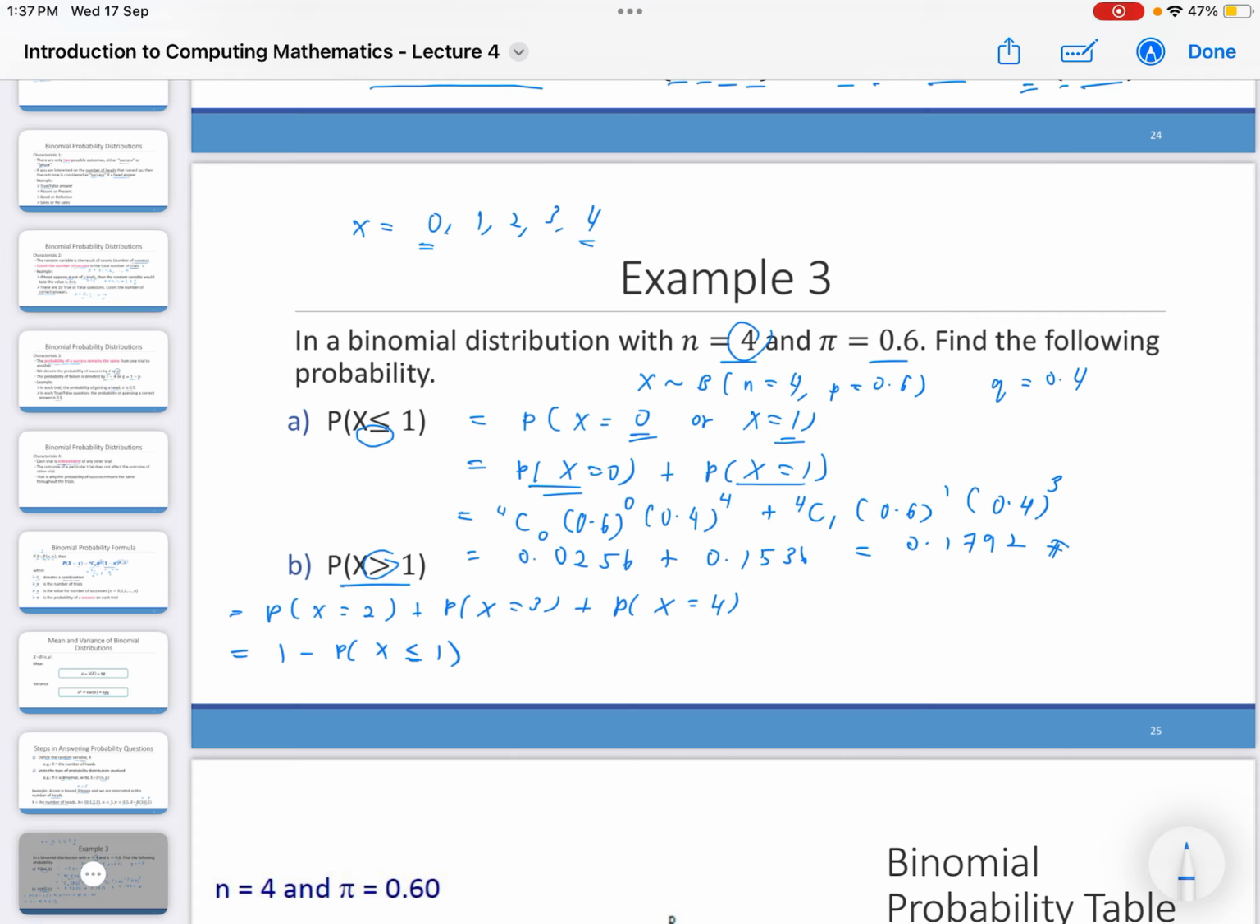And then we already calculated the probability of x less than or equal to 1 above. So this one is 1 minus 0.1792. So this one equals 0.8208.